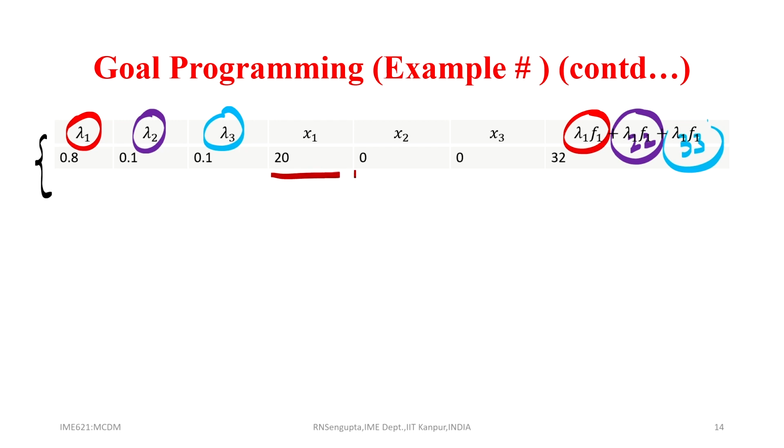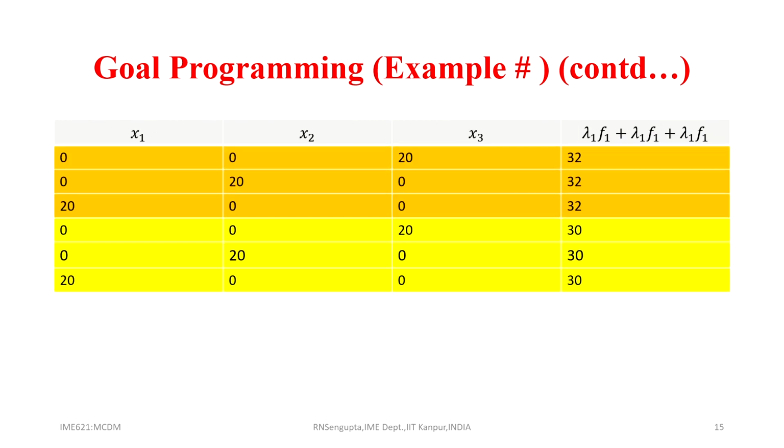Decision variables solved are 20, 0, 0, giving a value of 32. So, I have enumerated all the combinations of lambdas in jumps of 0.1 and shown the decision variable values and the objective function values. Now, let us collect all the data.